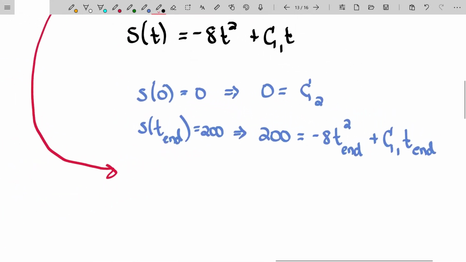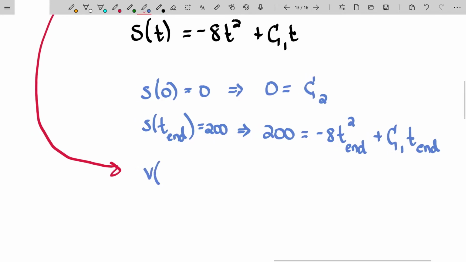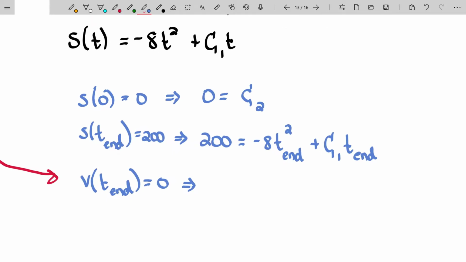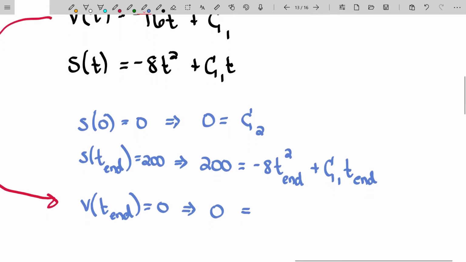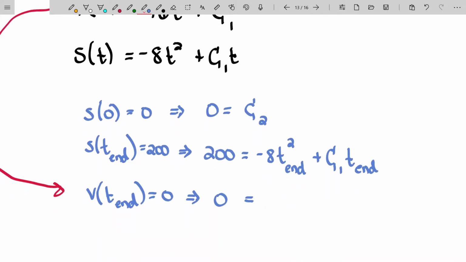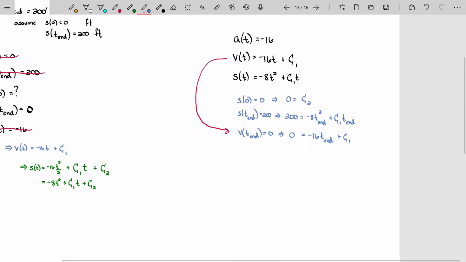The velocity at time end, let me write it in blue. Velocity at time end we know is 0 because the car is parked there. And so therefore we'll let the output for our velocity there be 0. We'll let the input be time end. So the right hand side was negative 16 time sub end plus C sub 1. And we've now used all the given information.